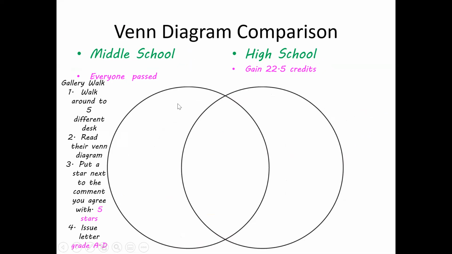Okay, so like some of the things that I would think that looks like this is in middle school, everybody kind of just passed and you just got moved along. In high school, it's a little different because you have to gain your 22.5 credits. So using a Venn diagram, just drawing 2 overlapping circles, give me 4 things that are specific to middle school, 4 things that are very specific to high school, and then 2 things in between here.